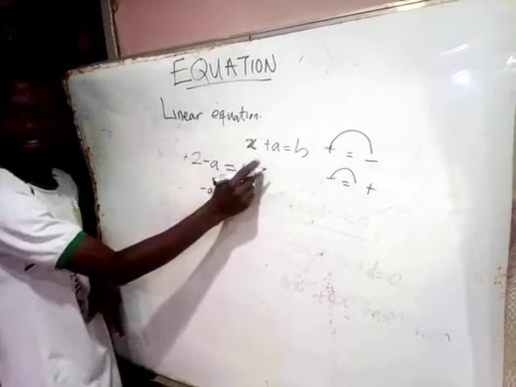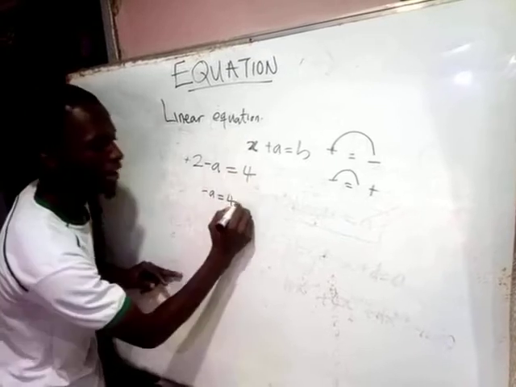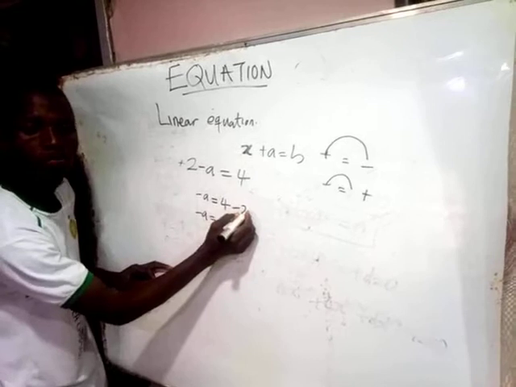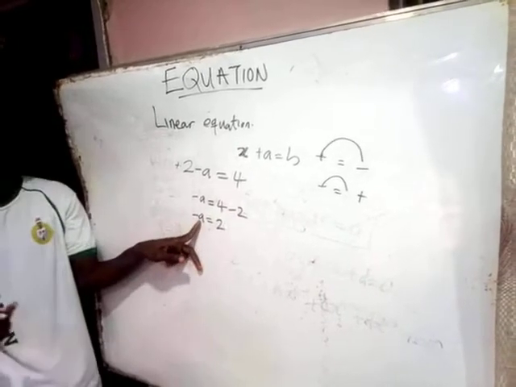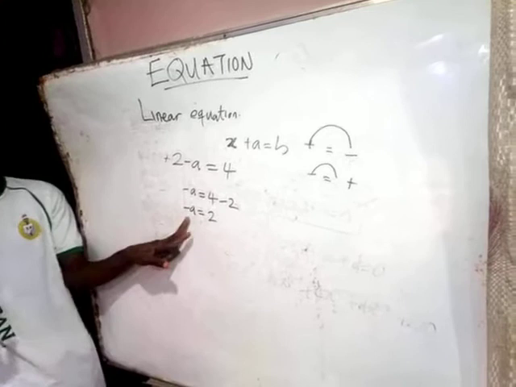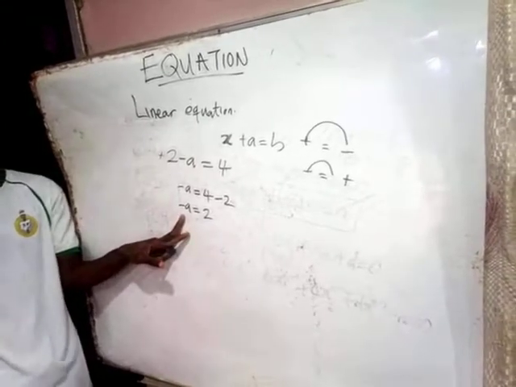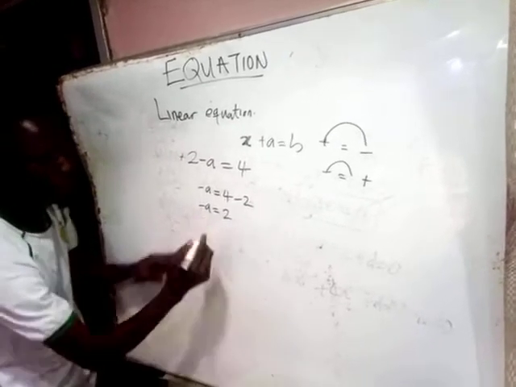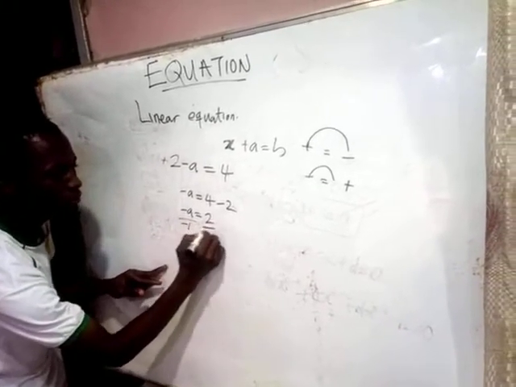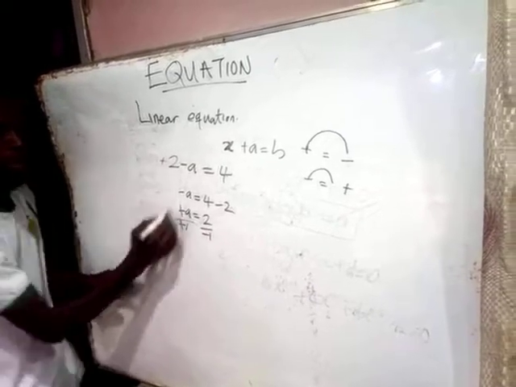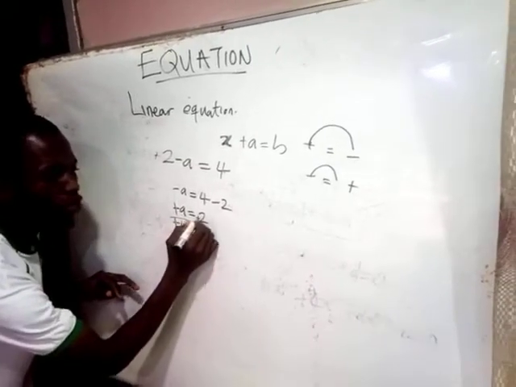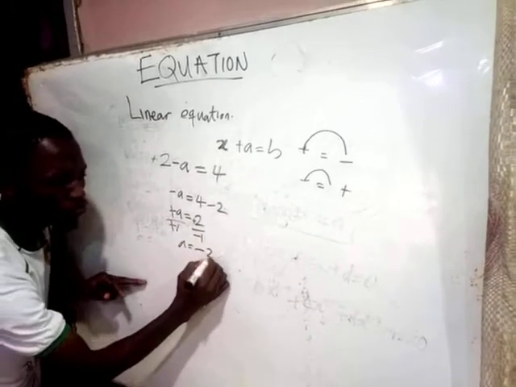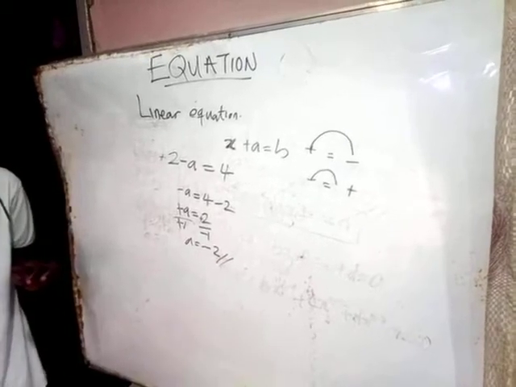When plus 2 moves to this side, it will change to what? Minus 2. That is, minus a is equals to 4 minus 2. Then our minus a is equals to what? 2. What is disturbing a here? Minus. So you can either multiply by minus 1 or you divide by minus 1. If you divide all sides by minus 1, minus will cancel out minus. So your a is equals to, plus 2 divided by minus 1 is minus 2. Is it clear?